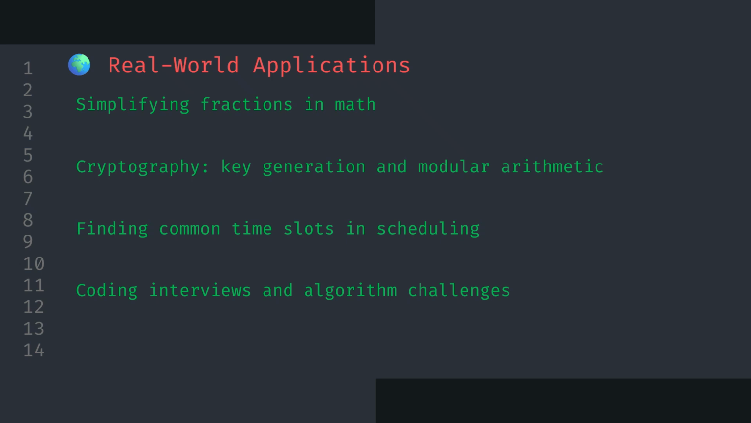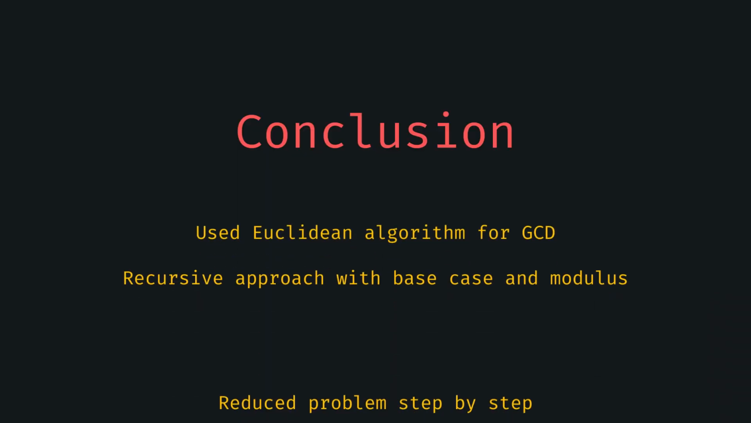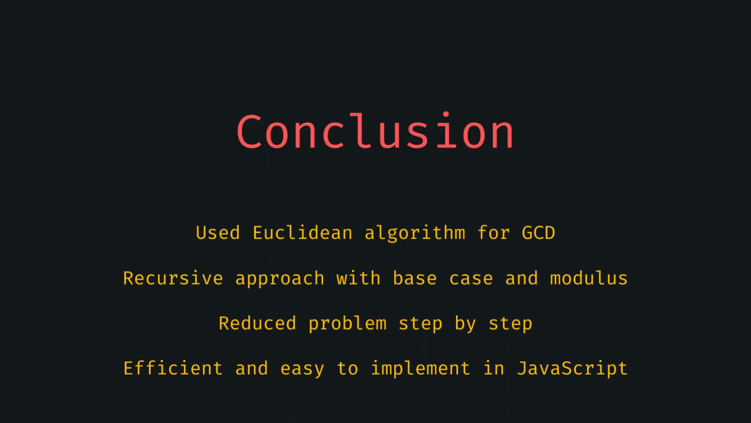Let's wrap up with a quick summary. We built a recursive function to calculate the GCD of two numbers. It is efficient and highlights the power of recursion. Try using different inputs to see how the algorithm adapts.